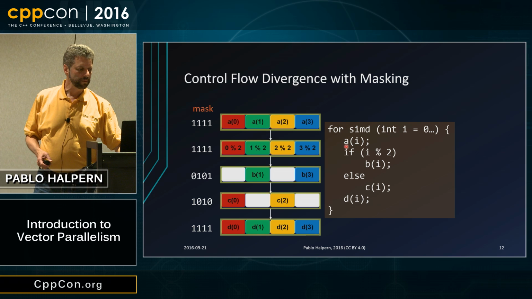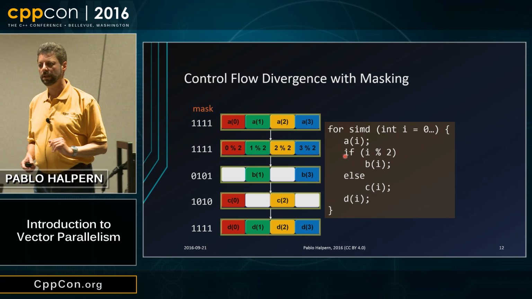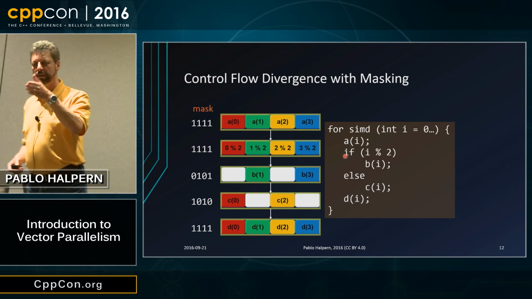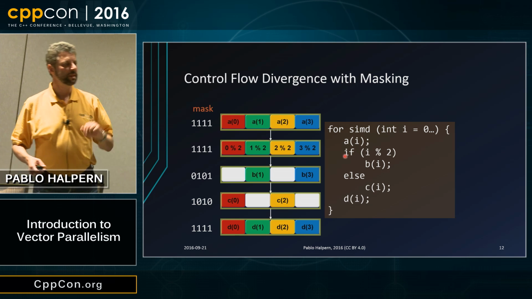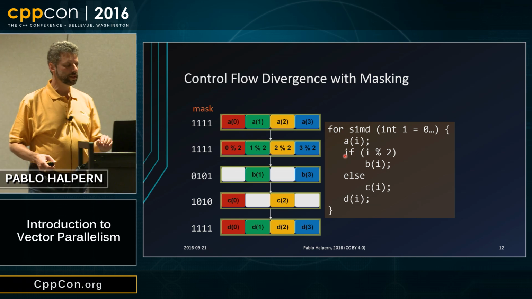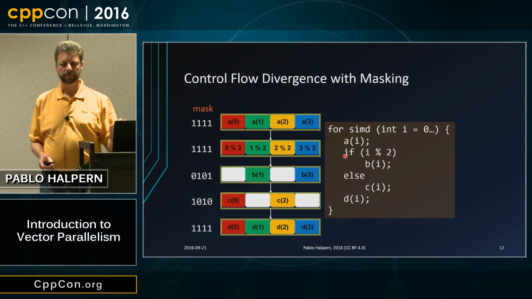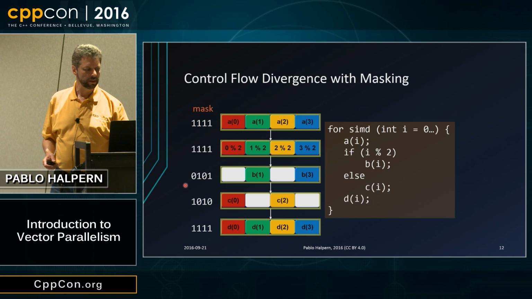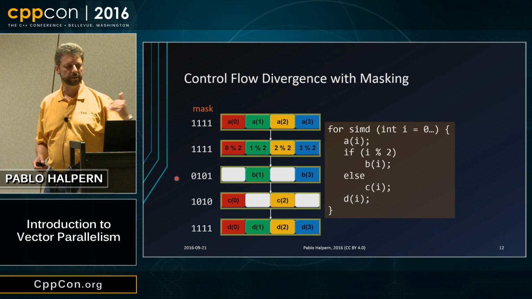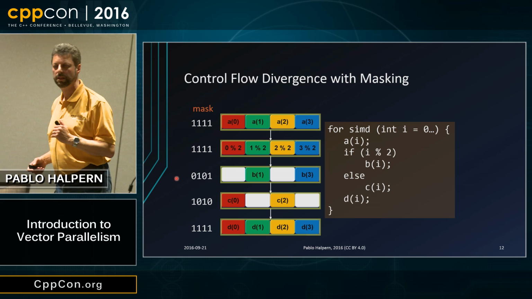Then inside the if we compute I modulo 2, which for the odd numbers is going to produce a true value, and for the even numbers a false value. And that's going to generate a mask of true false values, which is this 0, 1, 0, 1 here. So for the next instruction, the mask is going to be 0, 1, 0, 1.